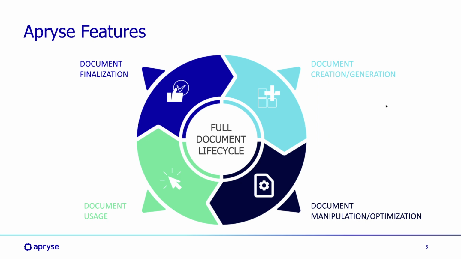So again, what the Apryse feature set really covers is the full document lifecycle. So what does that mean exactly? Well, when we refer to the document lifecycle, what we're talking about is documents going through each stage of a particular life. That begins with creating the document initially. So that might mean taking some data that we have in a backend system and converting that into a document.